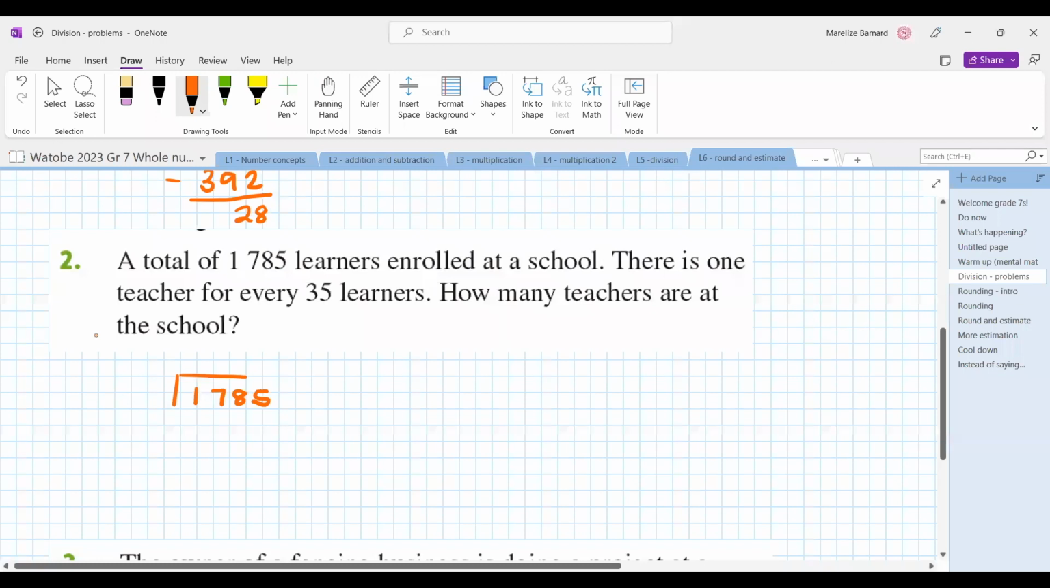Okay, so 1,785 divided by 35. If you are still getting used to it or a bit rusty from the holiday: divide, multiply, subtract, bring down.